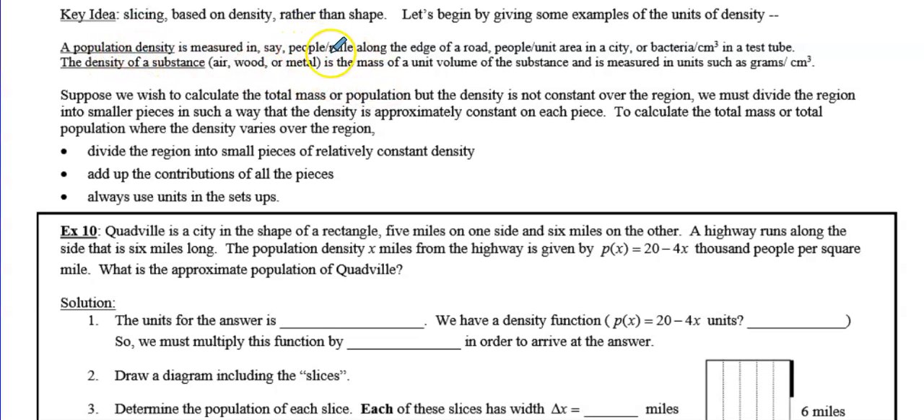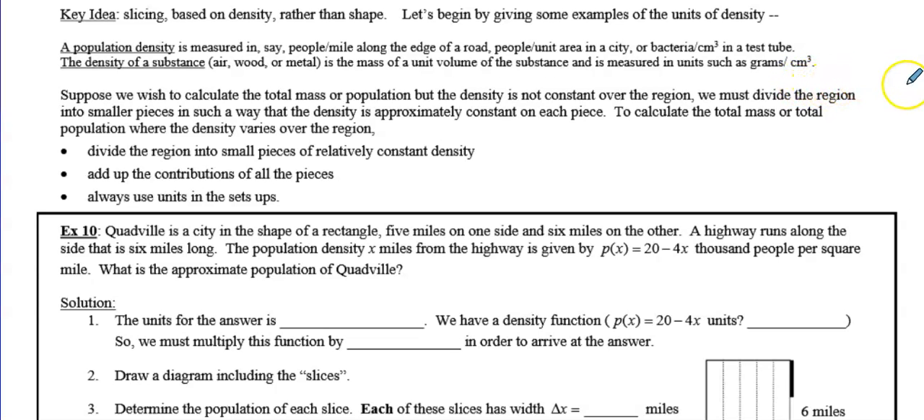We would say it's people per mile along a road, people per unit area in a city, or sometimes we could even talk about, with biology, bacteria per centimeter cubed. The density of a substance, which would be air, wood, metal, is the mass of the unit volume of a substance, and it's measured in units such as grams per cubic centimeter.